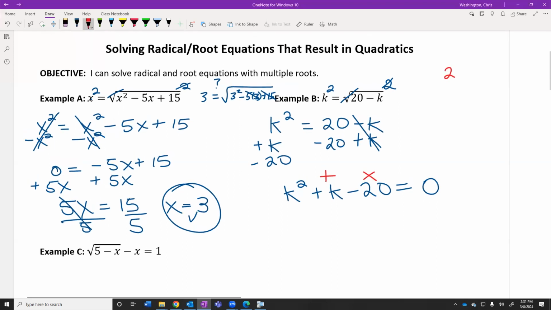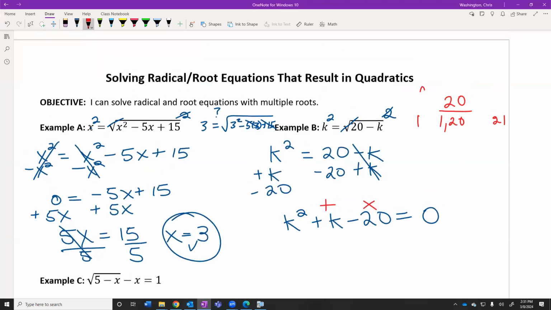We can take 20, because I know it has to multiply to give me 20, and we can divide in order. 20 divided by 1 is 20. 1 plus 20 is 21. 20 minus 1 is 19. That doesn't add up or subtract to give me positive 1, so I know that doesn't work. And we just keep dividing in order. 2 plus 10 is 12. 10 minus 2 is 8. I'll work out the signs in a minute.